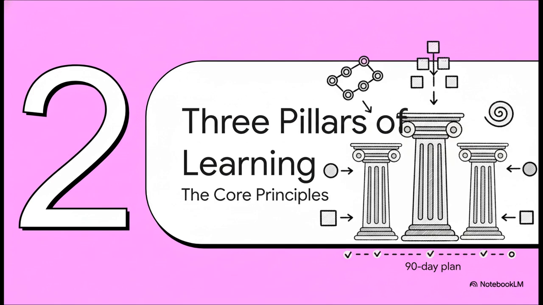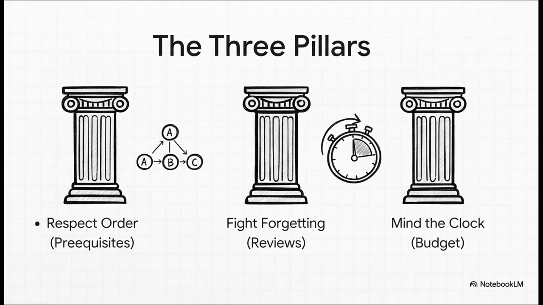And the solution we're going to build rests on just three simple, but honestly incredibly powerful pillars. These are the core ideas that are going to guide every single day of your 90-day plan. So here they are. First, we have to respect the order of things, prerequisites first. Second, we have to actively fight our brain's natural desire to forget everything. And third, we've got to do all of this while staying on the clock, within our daily time budget. If you can nail these three things, you are absolutely on the right track.